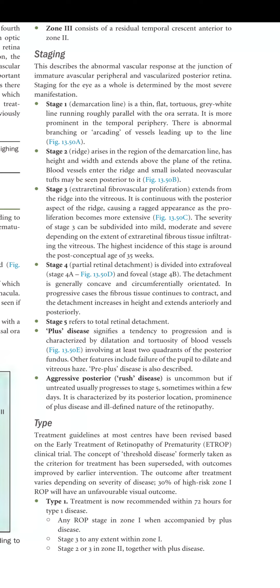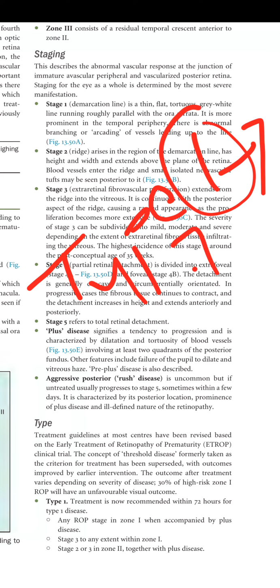Then treatment depends on the type of the retinopathy. Treatment guidelines at most centers have been revised based on the Early Treatment for Retinopathy of Prematurity, ETROP, clinical trial. The concept of threshold disease, formerly taken as the criterion for treatment, has been superseded. The outcome improved with earlier intervention. The outcome after treatment varies depending on the severity of the disease. 30% of high risk zone 1 ROP will have a favorable visual outcome. Treatment is now recommended within 72 hours for type 1 disease. So if there is type 1 disease, then treatment is recommended within 72 hours.